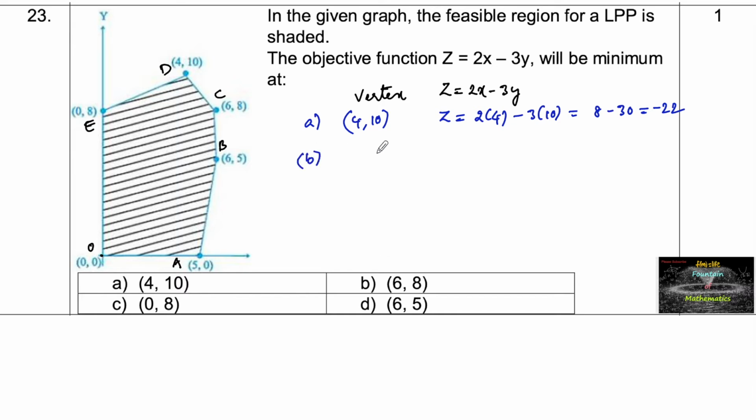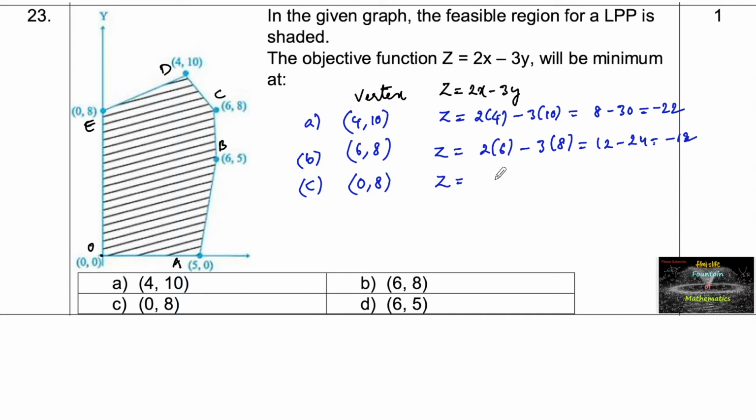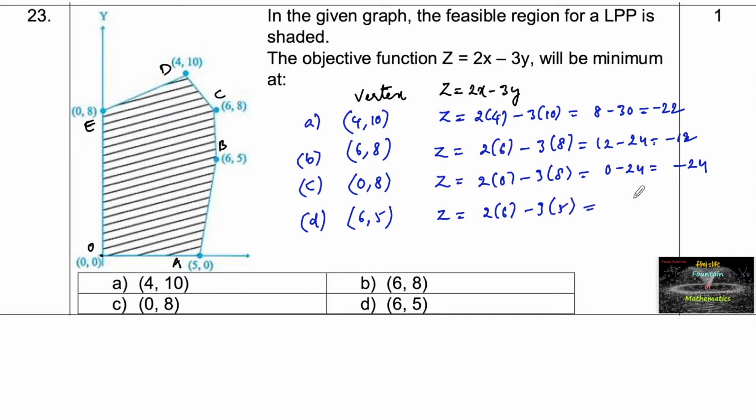And for the second vertex B, option B, that is 6 comma 8, z is equal to 2 into 6 minus 3 into 8. So 12 minus 24, which is equal to minus 12. And for option C, 0 comma 8, objective function z is equal to 2 into 0 minus 3 into 8. That's 0 minus 24, which is equal to minus 24. And option D, 6 comma 5. So we have z is equal to 2 into 6 minus 3 into 5. That's 12 minus 15, which is equal to minus 3.